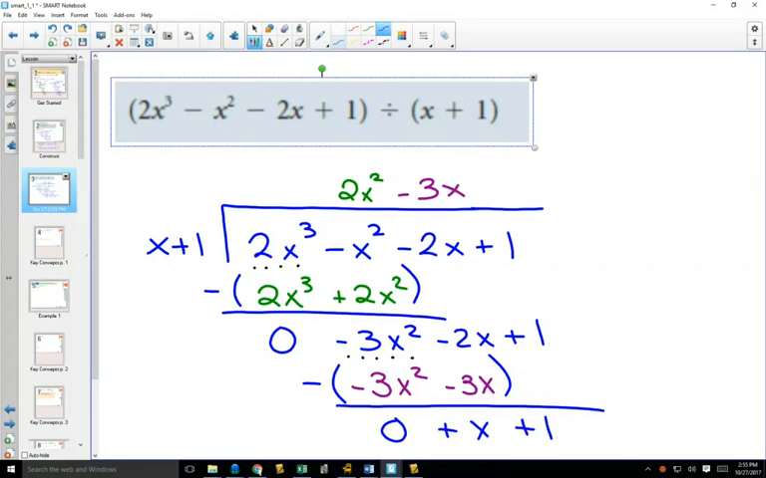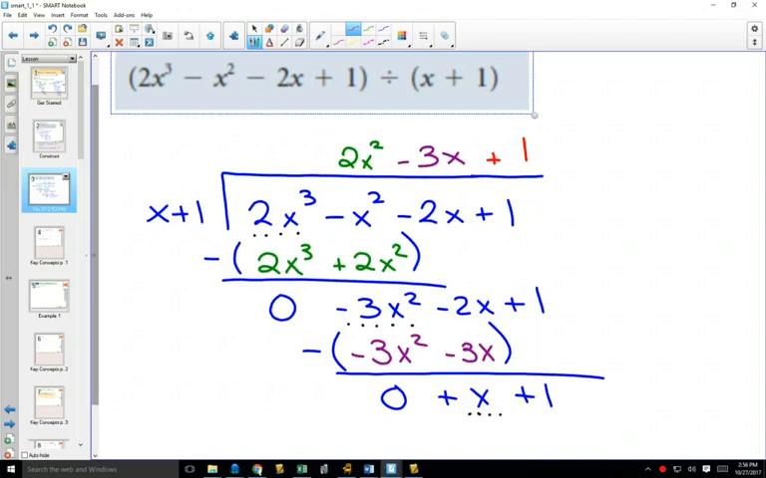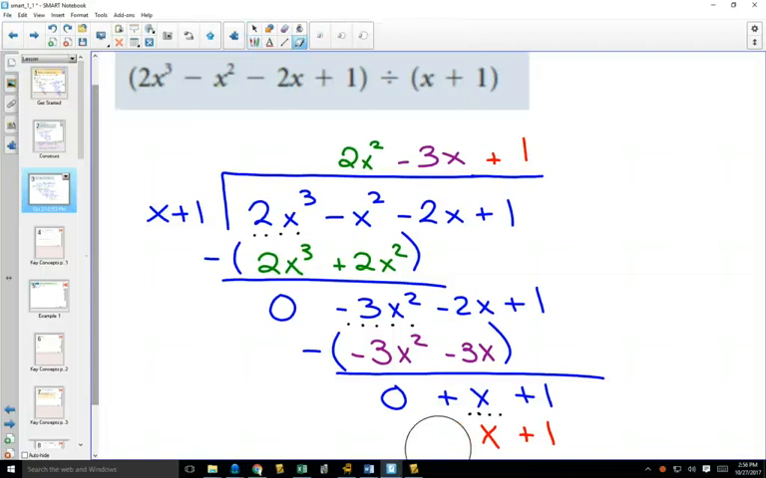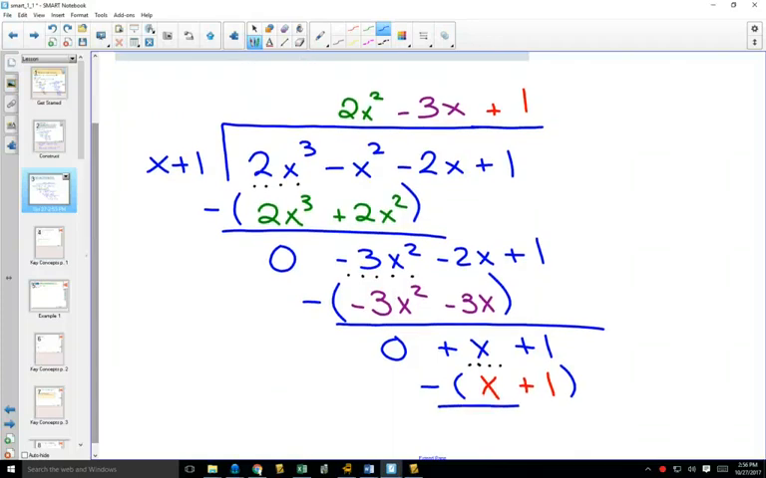So now we go through the process again. Now what's our first term? Now it's an x. What would you have to multiply x plus 1 by to get an x? By 1. So plus 1. And 1 times x is x. And 1 times 1 is plus 1. And just like before, we're going to subtract. And what happens this time? 0.